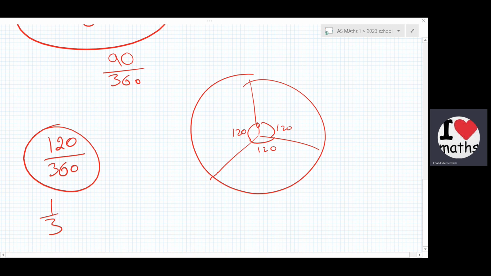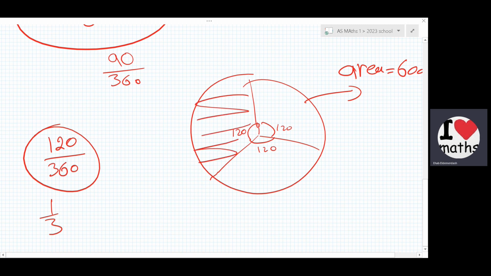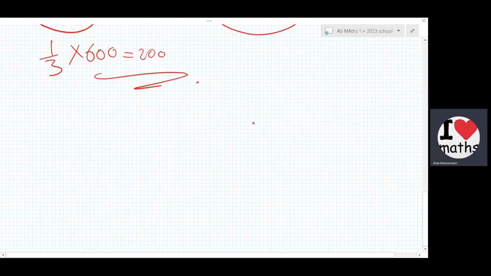1 over 3. Now, if I said that the area of all of it is equal to 600, who can tell me what will be the area of this sector? So you will get a third multiplied by 600, which is equal to 200. Did you understand that? So what do you have to know?